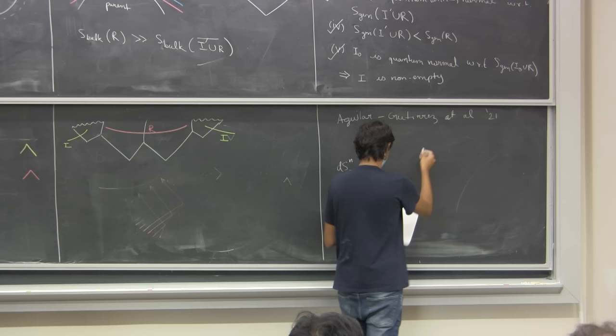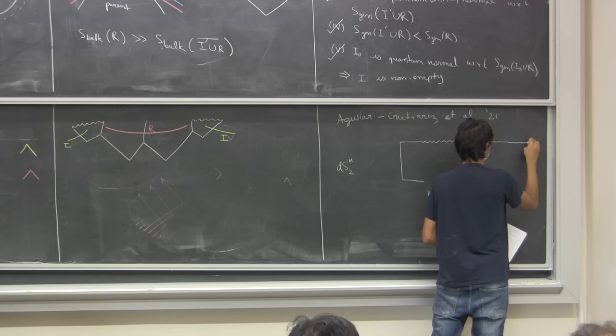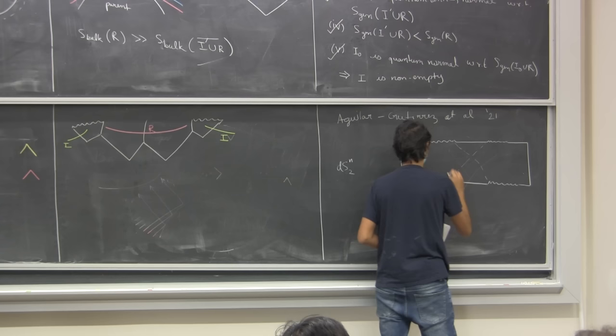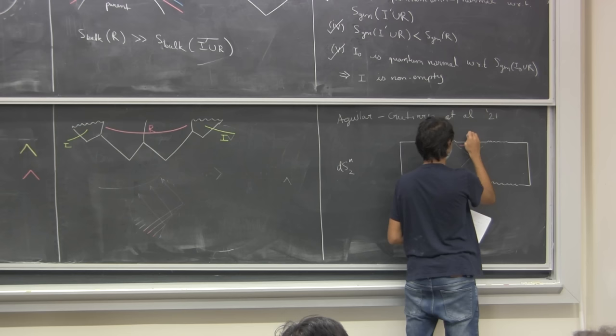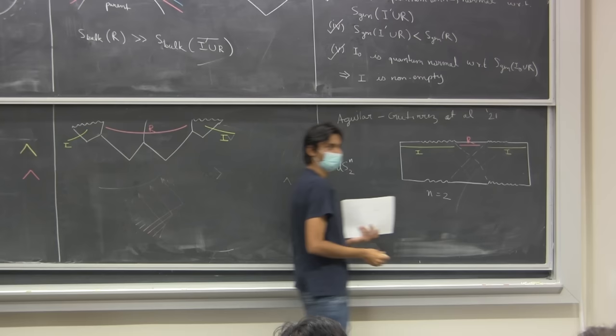This is basically an extension of the Hartman picture that I talked to you about earlier. So again, in this expanding patch, they were able to find some region R, and complementary to this, they could find an island I that lives on the outside.